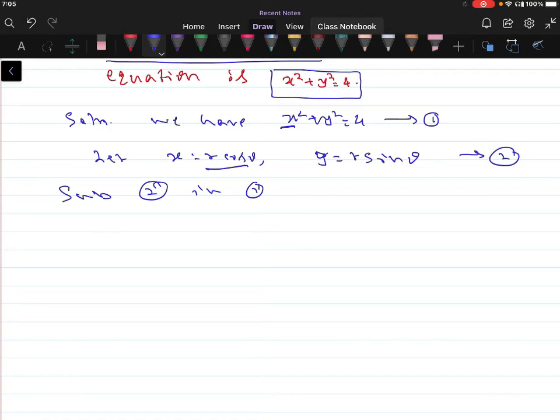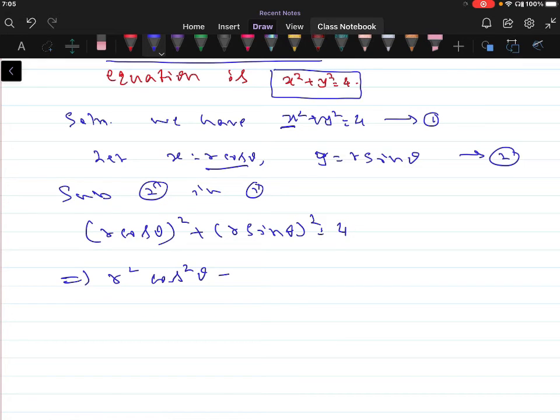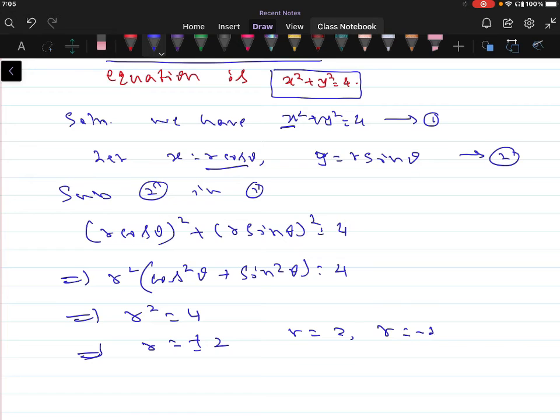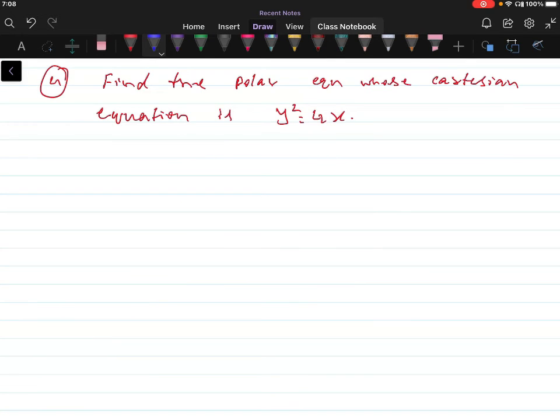where x is r cos theta, that is, r cos theta whole square plus r sin theta whole square is equal to 4. So this implies r square into cos square theta plus r square into sin square theta, r square common, into cos square theta plus sin square theta is equal to 4. So this implies r square is equal to 4. This implies r is equal to plus or minus 2. So r is equal to plus 2 or r is equal to minus 2. So we'll move to next problem.